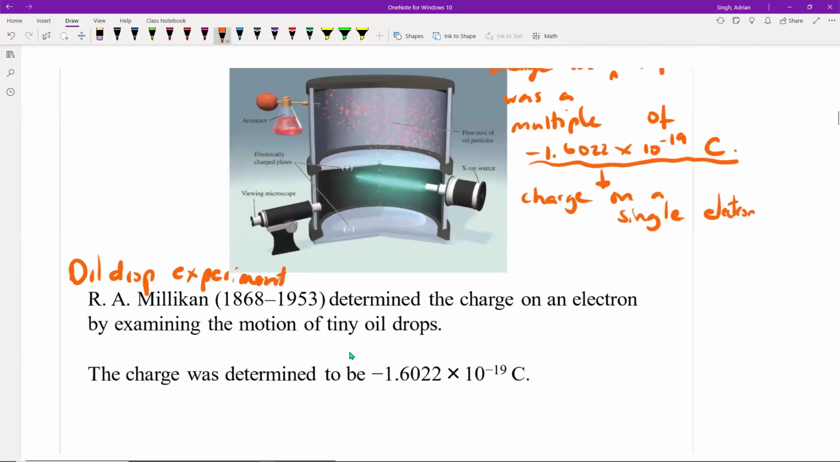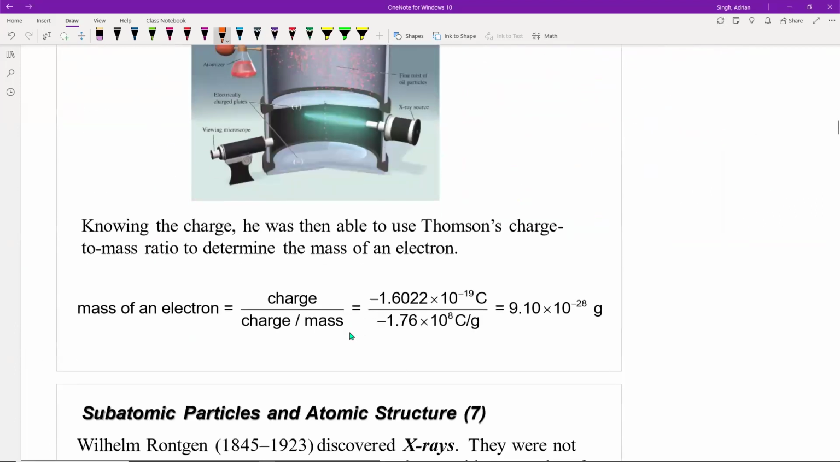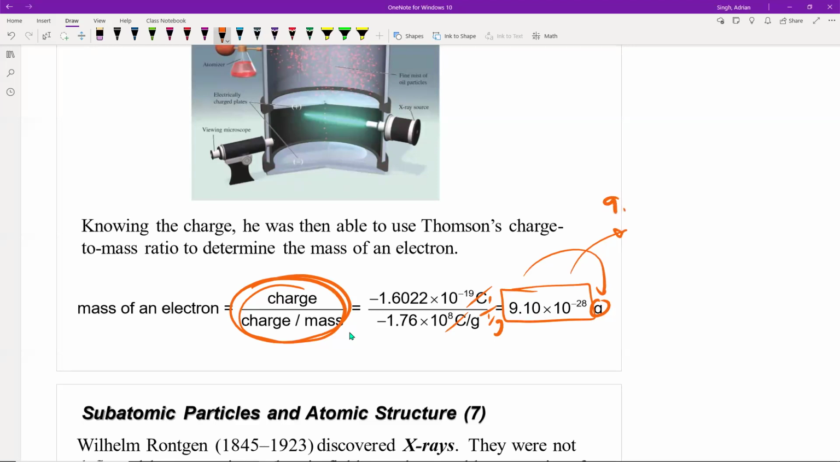So this number was able to be used with the charge to mass ratio that Thomson discovered early on. Just by doing a little bit of dimensional analysis, if you know what the charge on an electron is and you know what the charge to mass ratio is, we can simply divide those two. Your coulombs cancel out, you end up with 1 over 1 over gram. You evaluate that, you end up with grams as your unit. You evaluate everything else, and they calculated then 9.10 times 10 to the negative 28 grams. That is the mass of an electron.